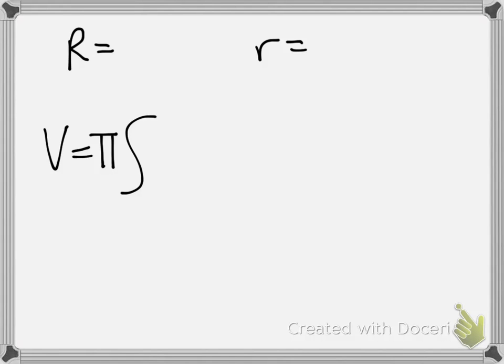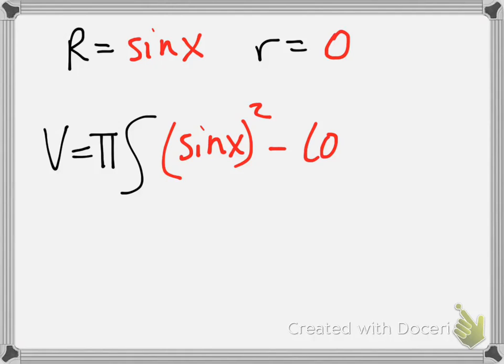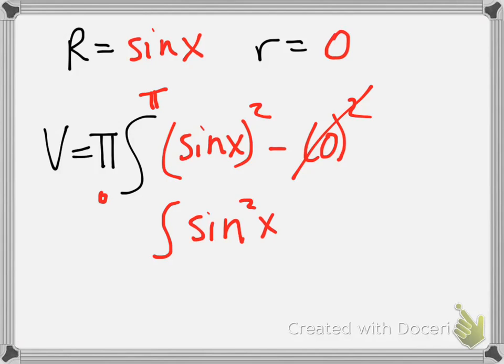So the big R was sine x. The little r was 0. So in my formula I would have sine x squared minus 0 squared. And I'm basically just going to drop off this 0 part. So I'm just integrating sine x squared, from 0 to pi. Remember that this pi that's on the outside is there because we're subtracting the areas of circles. And when we integrate this, we'll get our answer.